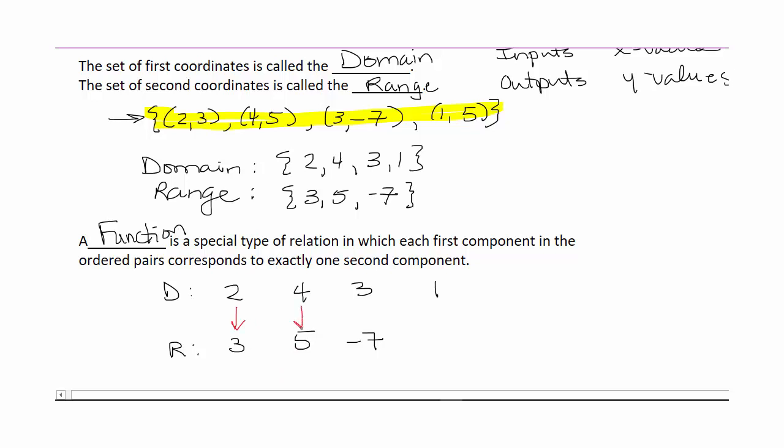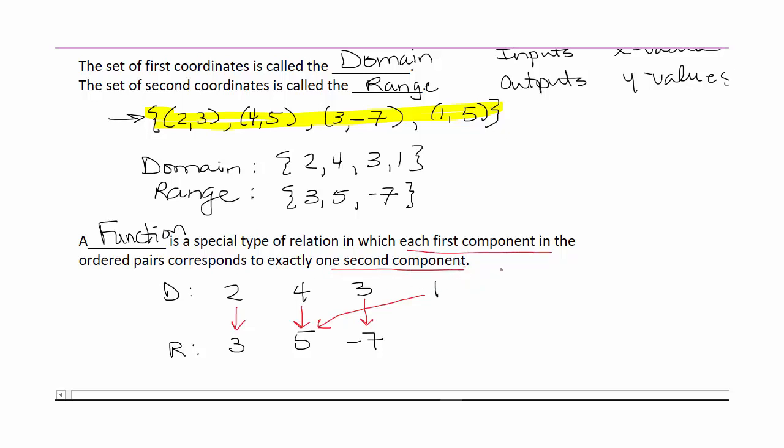The input 4 results in the output 5. The input 3 results in the output -7. And the input 1 also results in the output 5. So is it the case that each first component corresponds to exactly one second component?